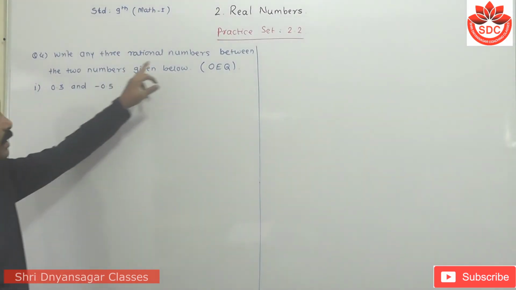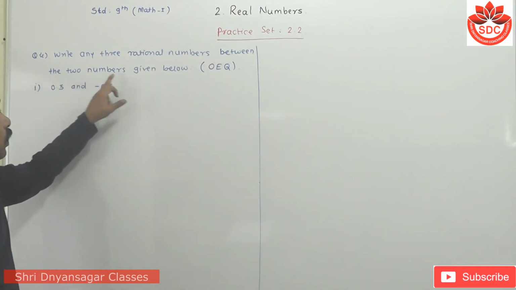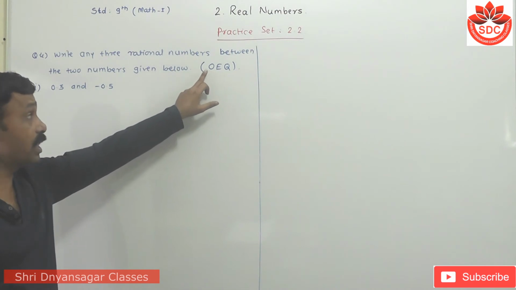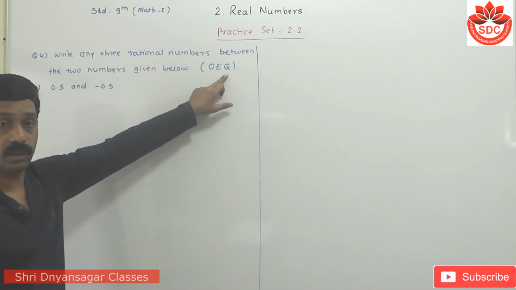Write any three rational numbers between the two numbers given. Student, this is an OUQ, meaning an open ended question.